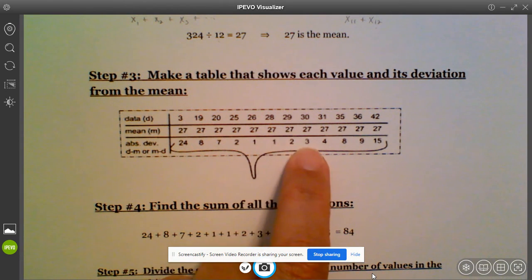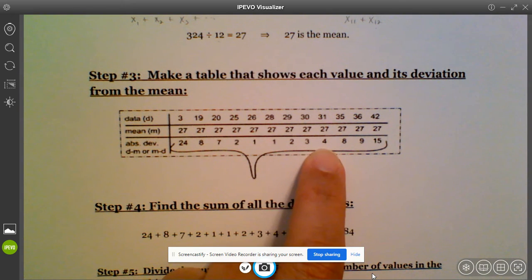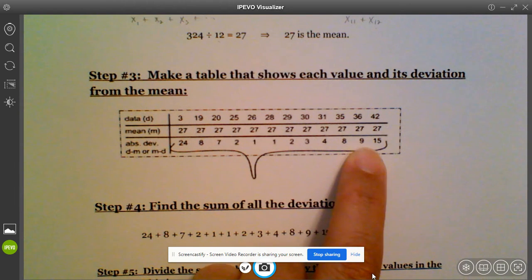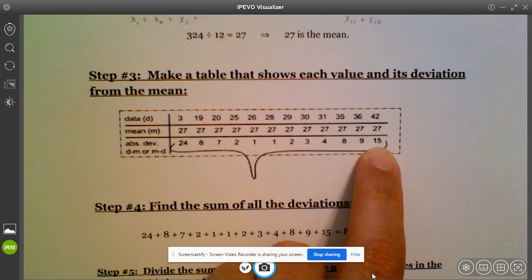29 is 2 units away. 30 is 3 units away. 31 is 4 units away. 35 is 8 units away. 36 is 9 units away. 42 is 15 units away.